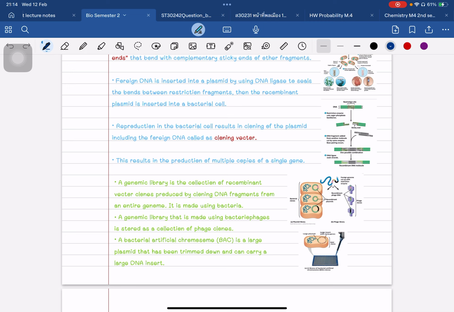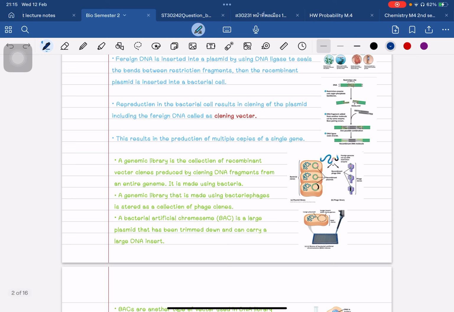The genomic library is the collection of recombinant vector clones produced by cloning DNA fragments from the entire genome. It is made using bacteria. And a genomic library can also be made by using bacteriophages, which stores the collection of phage clones. And the bacterial artificial chromosome, or BAC, is a large plasmid that can be trimmed down and can carry large DNA inserts.